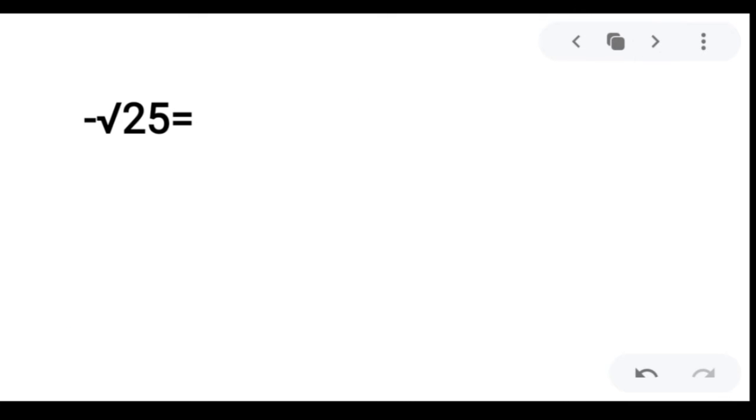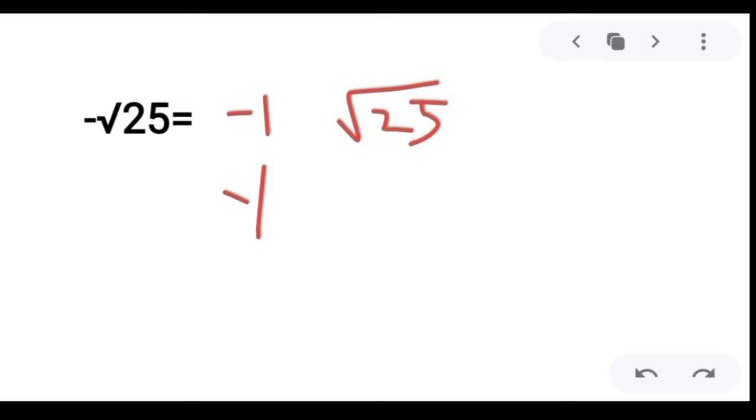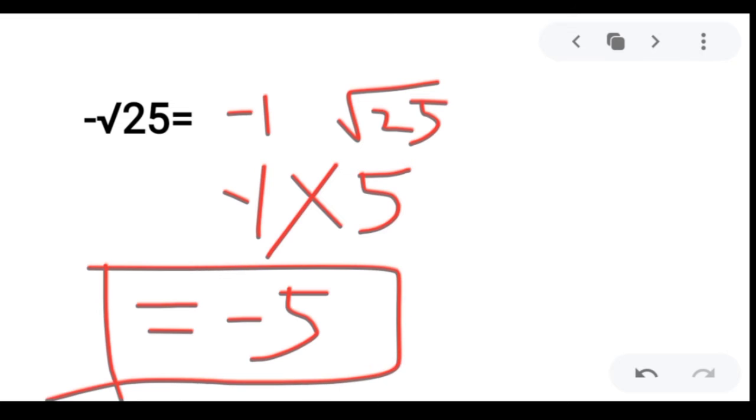The other equation guys is negative square root of 25. So, ihiwalay natin yung negative, may imaginary number 1. So, 25. Square root of 1. I-simplify natin yung square root of 25 is 5. 5 times 5 is 25. So, the answer is 5. Multiply natin sa negative 1 is negative 5. The answer is negative 5.